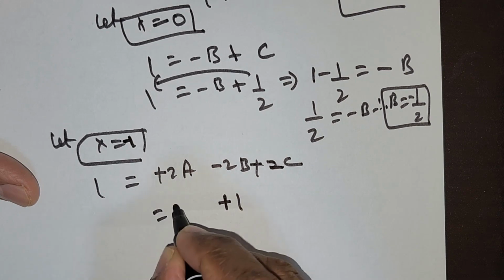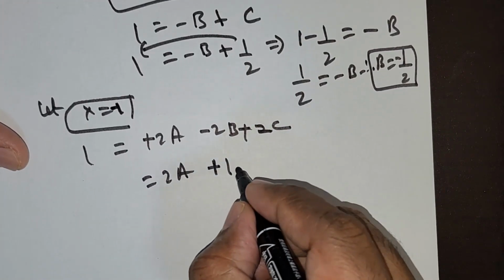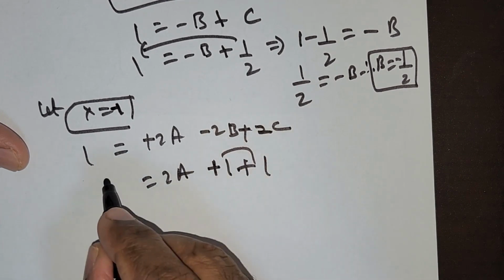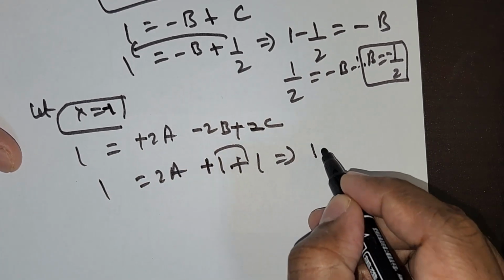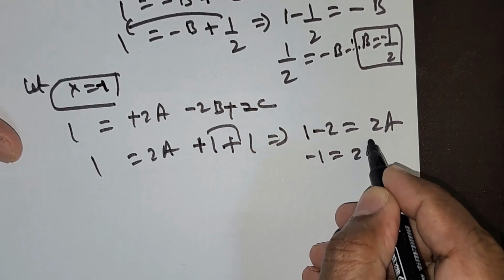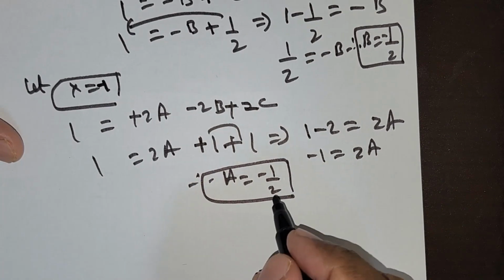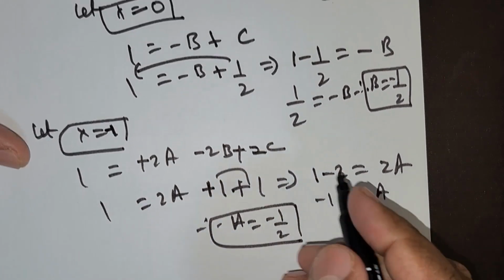And I'm looking for the value of a. I know the value of c. C is 1 over 2. So you add these two, you get 2. So 1 minus 2 is equal to 2 times a. So negative 1 is equal to 2a. Therefore a is equal to negative 1 over 2. So I got the value of a and b and c.